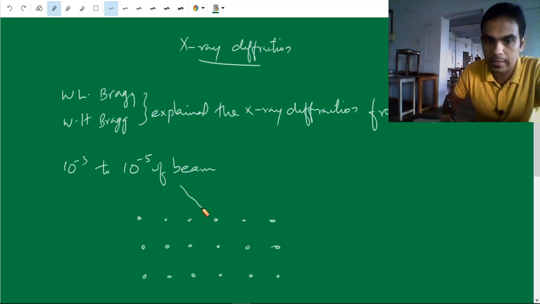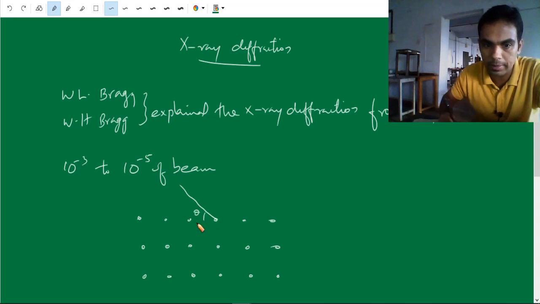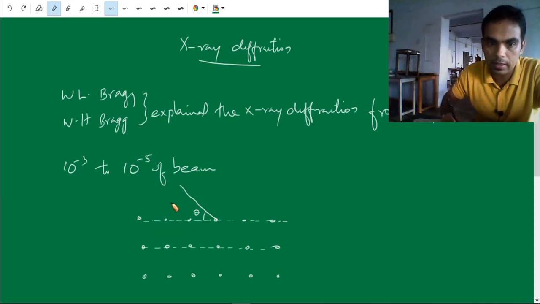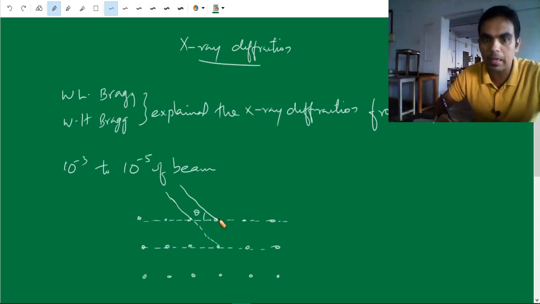So the X-ray is incident on this plane with an angle theta. Theta is the angle between the plane and the incident X-ray. Let us consider two rays incident on successive planes. This is a mirror-like reflection or specular reflection, so the angle of incidence will be equal to the angle of reflection.